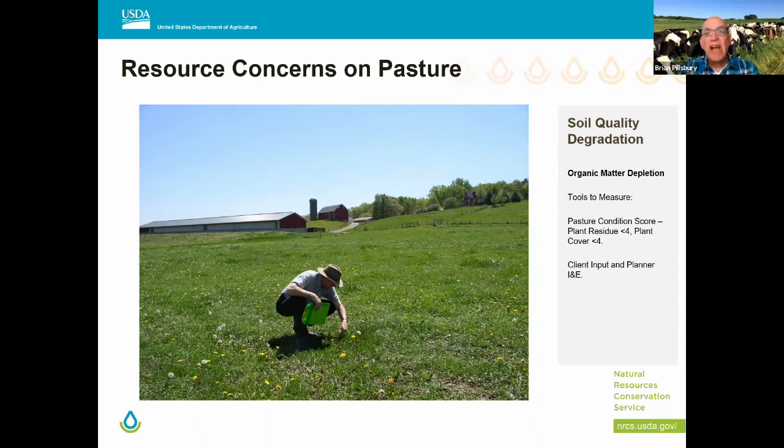So the first thing we look at on resource concerns on pasture would be soil resource concerns, soil quality degradation. It's just organic matter depletion. How can you have organic matter depletion in a grassland soil? Well, certainly we can have a problem with plant residue. There isn't much residue there. There's very little plant residue left behind by the animal. The animal closely grazes. There basically isn't much left to break down to add to the soil organic matter pool or the soil carbon pool.